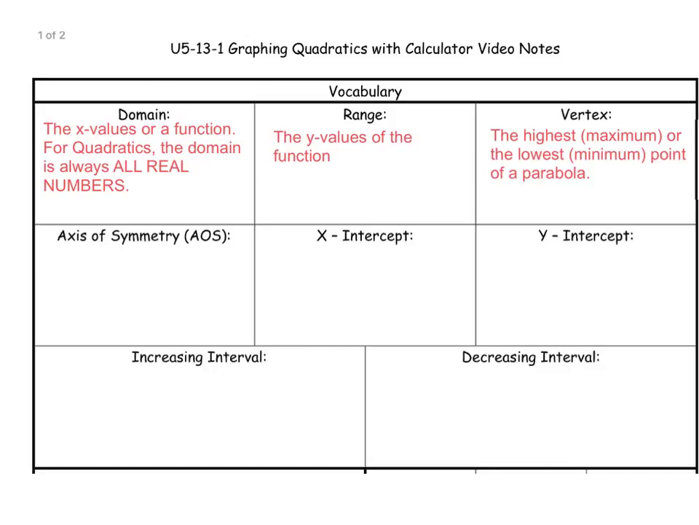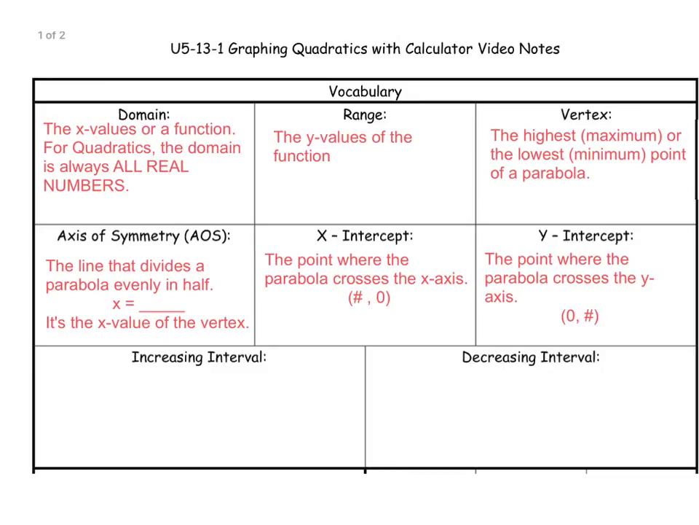Okay, if you remember about the axis of symmetry, the axis of symmetry is the line that divides a parabola evenly in half, and that is always written in an x equals equation. Okay, we know what the x and the y-intercepts are. The x-intercept is the point where the graph passes the x-axis, and the y-intercept is the point where the graph passes through the y-axis. And sometimes x-intercepts, we can have 1, 0, or 2, and y-intercepts we're always going to have 1.